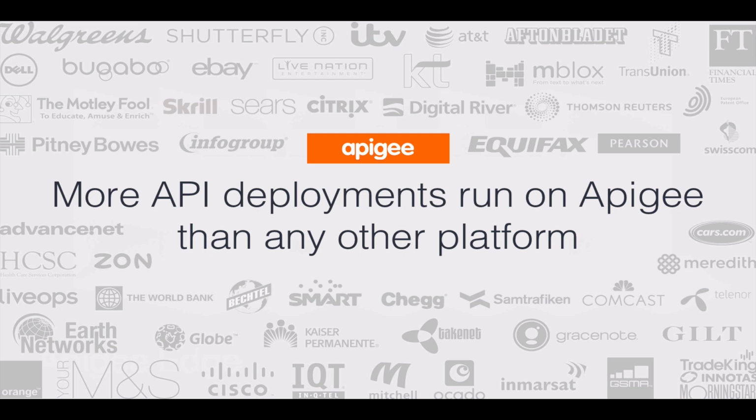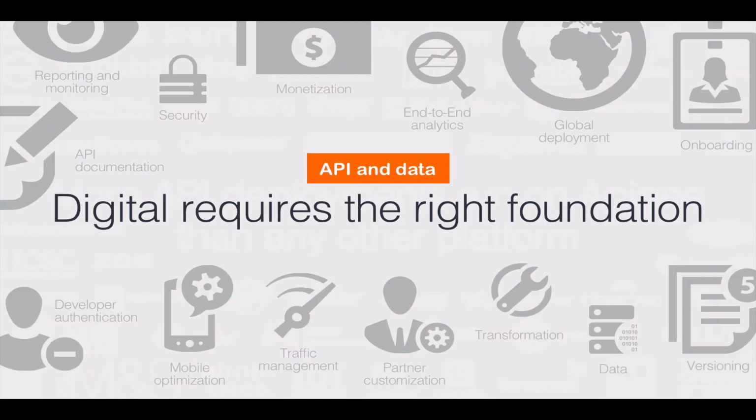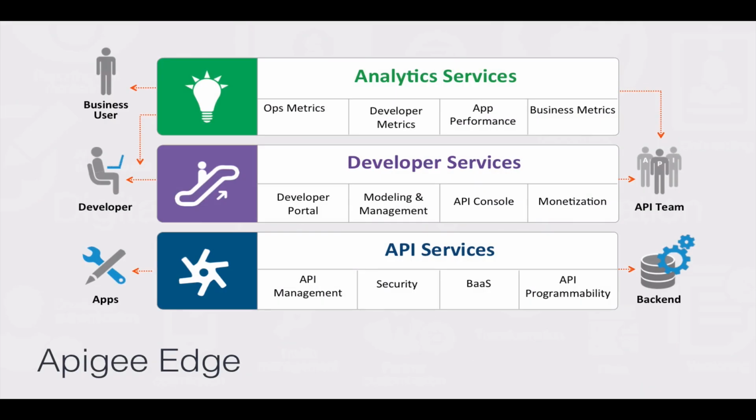The world's most trusted brands use Apigee to run their API deployments more than any other platform. And digital businesses, as they're accelerating, require the right foundation. And Apigee Edge is what provides that right foundation, built from the ground up for web scale with security in mind, with analytics services that provide end-to-end analytics, API services that provide API management, security, and extensibility, and developer services that provide self-service capabilities for developers to start engaging and collaborating and becoming more productive in the digital economy.